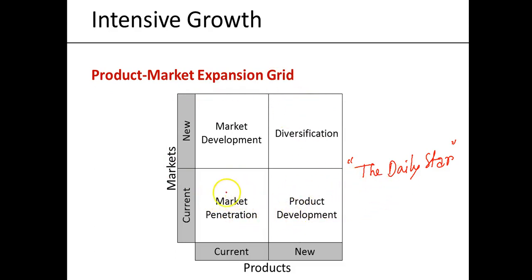For example, the Daily Star now has a market, the English readers in Bangladesh.